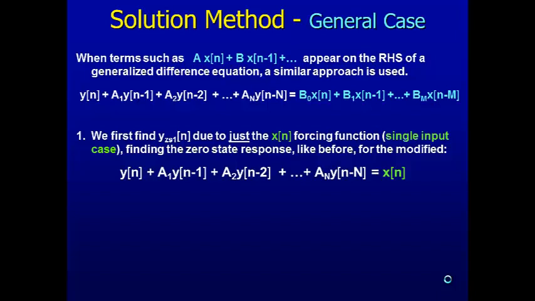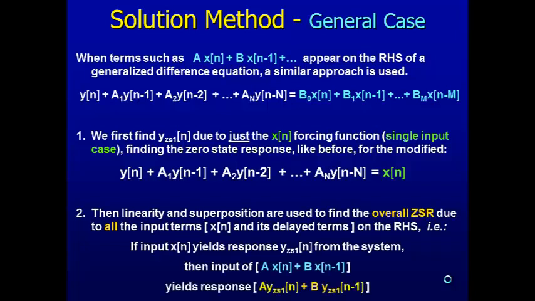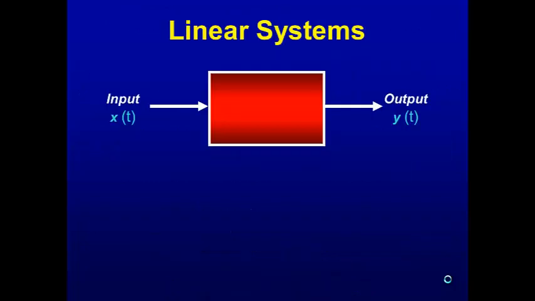Make the simpler equation, find the zero state response, and then we're going to use linearity, superposition, and time invariance or shift invariance to find the zero state response of this more complicated one. And this didn't make quite so much sense in 228 when we made this argument, but now it does.